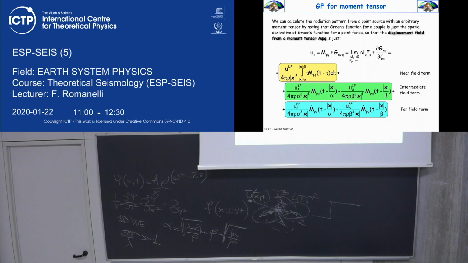And now we have far field, far source. Now we are using both the conditions. We are so far from the source that it is a point, and we are so far from the point that we're taking just the far field terms. And this is the piece that we're going to use from today on. So except for some slides, we will be living in a far source, far field condition. And we will look for focal mechanisms.